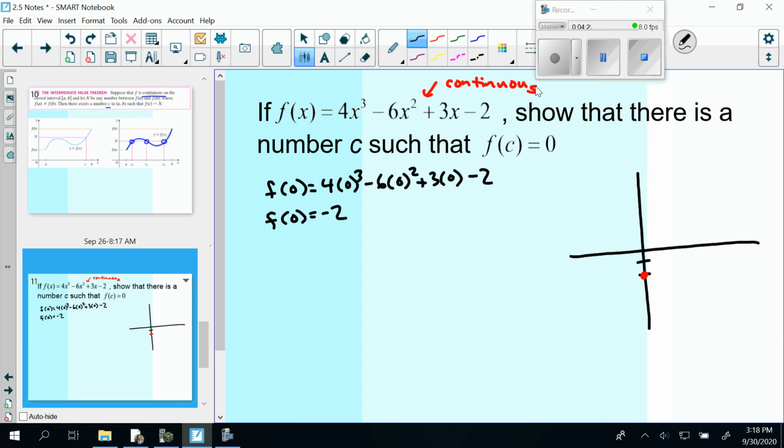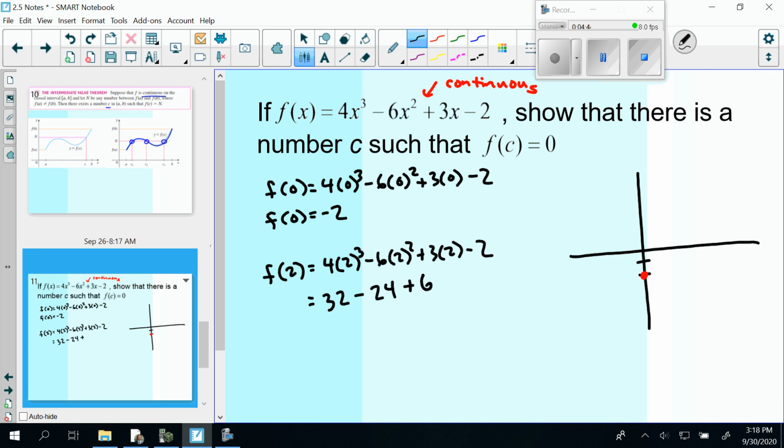I don't think 1's going to get us there, but I think if we go 2, let's find f of 2 here. So if we put 2 in here, we got 2 to the 3rd power would be 8. 4 times 8 is 32. 2 squared is 4. 6 times 4 is 24. Then 6 times 2 is 12. Adding that together now, we got 32 minus 24 would be 8. 8 plus 12 is 20. Minus 2 would be 18. So we see that at 2, there's a value up here.